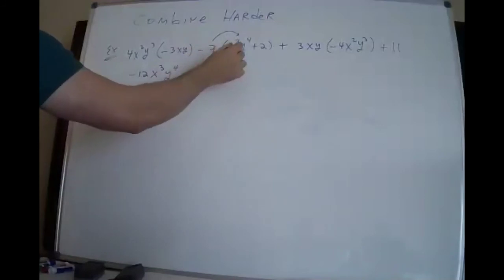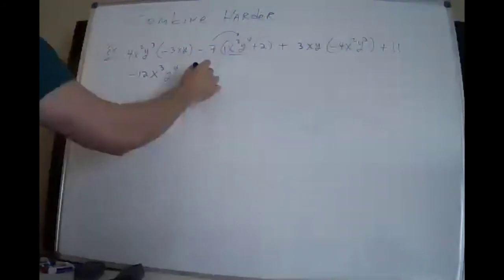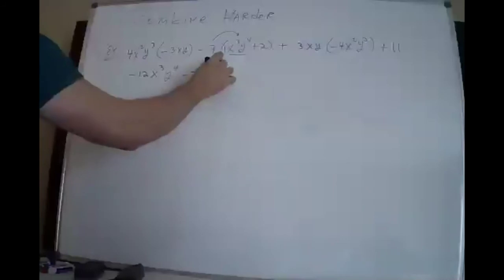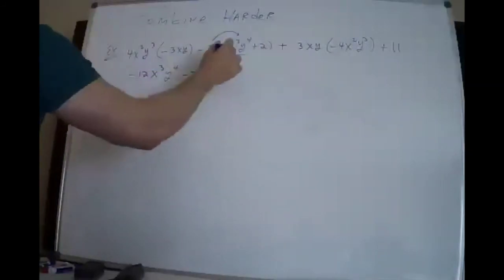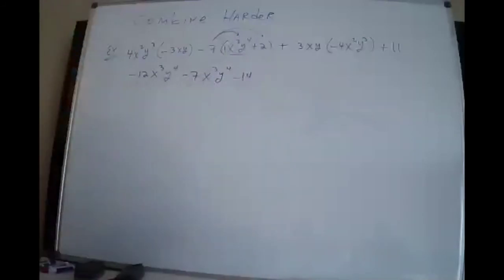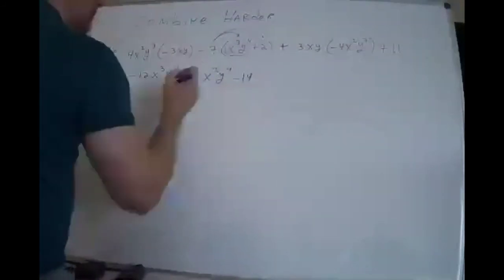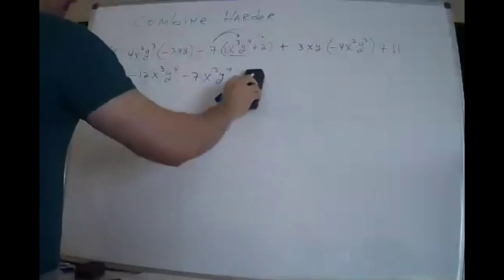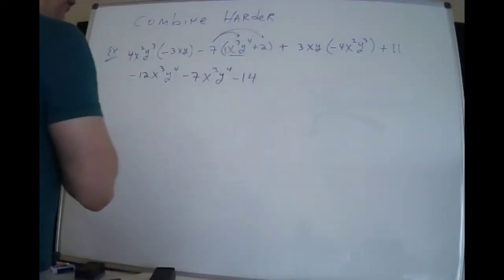Then I have x3, y4. What do you do with them? Nothing. They go along for the ride. They have to stay there. Then I'm going to do negative 7 times positive 2, which gives me negative 14. So I missed. Let's make it better. I didn't make it better. I made it worse.